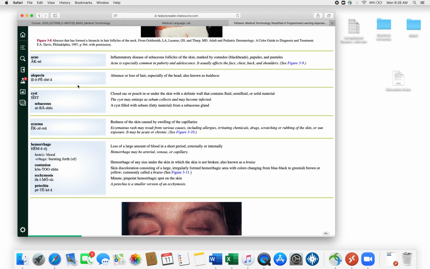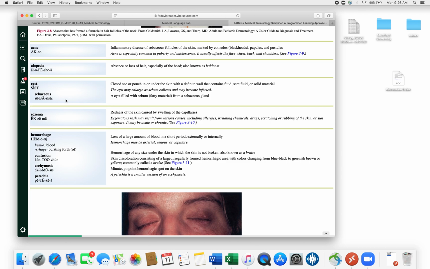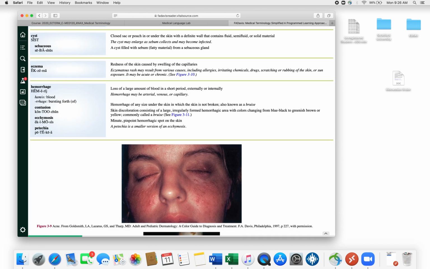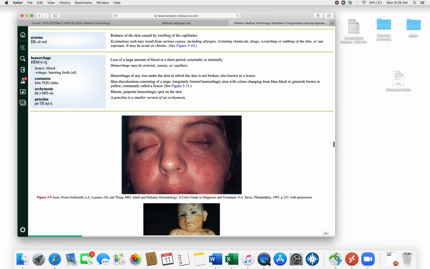Alopecia, absence or loss of hair. Maybe you've heard of it, and it happens for both male and female. Cyst, we already talked about. Eczema, just know that there's a million types of eczema, and again, that's for dermatology. Hemorrhaging, large loss of blood, and these other things, contusions, ecchymosis.